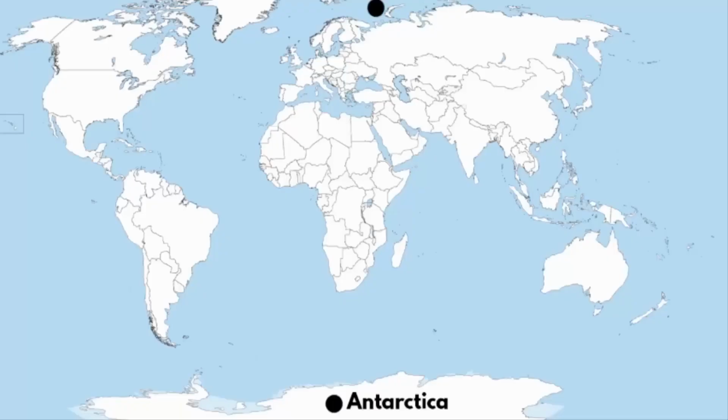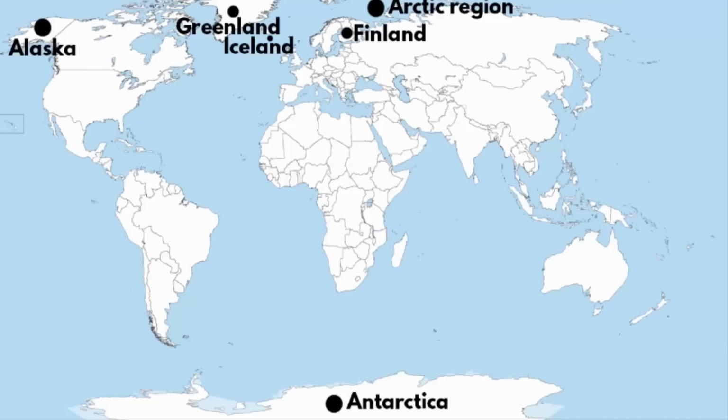Glaciers are commonly found in high latitude regions like Antarctica and Arctic regions, which consist of places like Alaska, Finland, Greenland, Iceland, northern Canada, Norway, Russia and Sweden.